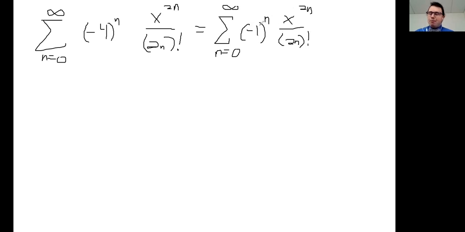Now, I need to keep this equation balanced, so what am I missing? I'm missing that 4. Algebraically, what I'm doing is I'm splitting this product. So if I take the number minus 4 and raise it to the power n, well, I can take the numbers negative 1 and positive 4, raise them each to the power n separately, and then multiply back together. Both of those operations will give me the same value.